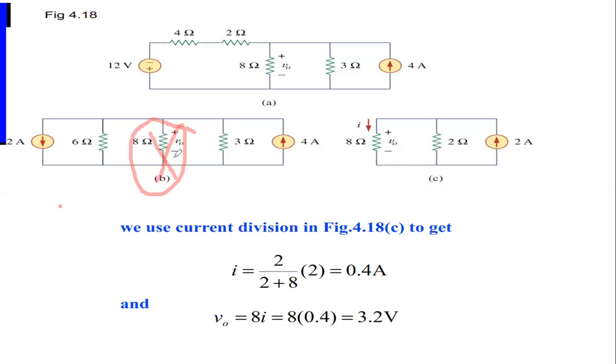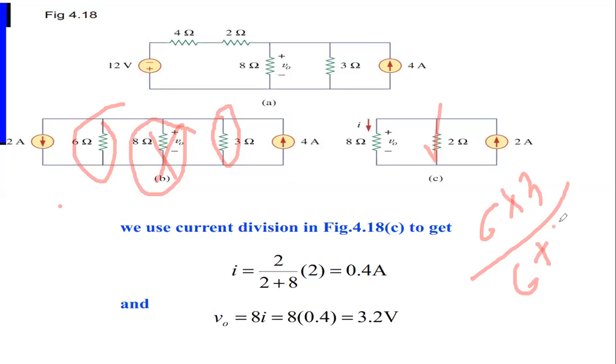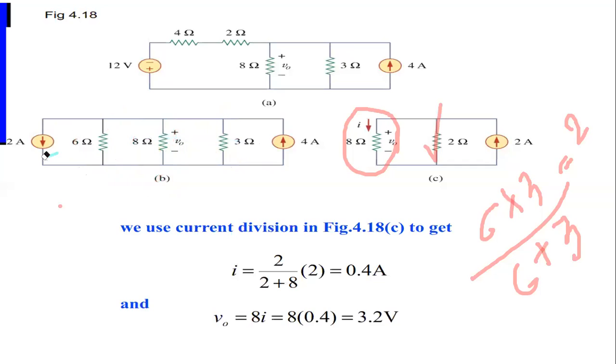But if you see, 6 ohm and 3 ohm resistances are in parallel. So 6 and 3 will make 2: 6 into 3, divided by 6 plus 3. Parallel of 6 and 3 will always be 2. So 2 is there, 8 is already there, and 8 we cannot change. And another thing is this 2 ampere and 4 ampere are in opposite direction.